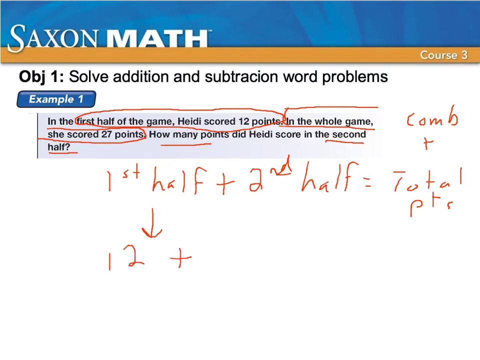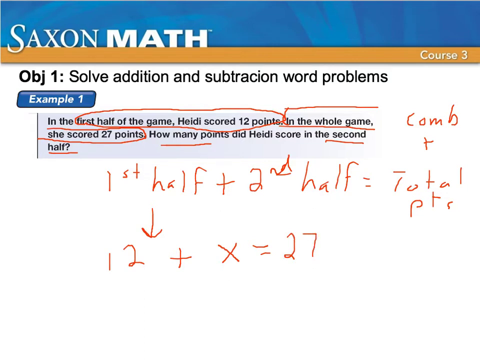Okay? Plus. Now let's look at second half. Where do I see the word second half in my problem? Well, that's something I underlined. I don't know how many points she scored in the second half. So we talked about how when we want to represent something we don't know, we put a variable there. Okay? So I'm going to put the letter X. And her total points. Well, it says in the whole game she scored 27 points. So there we go.